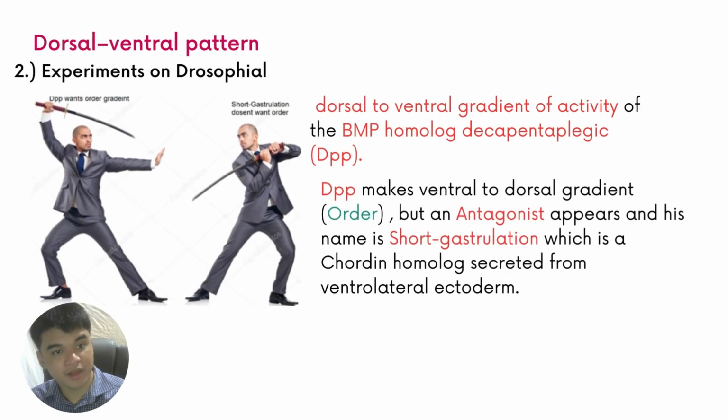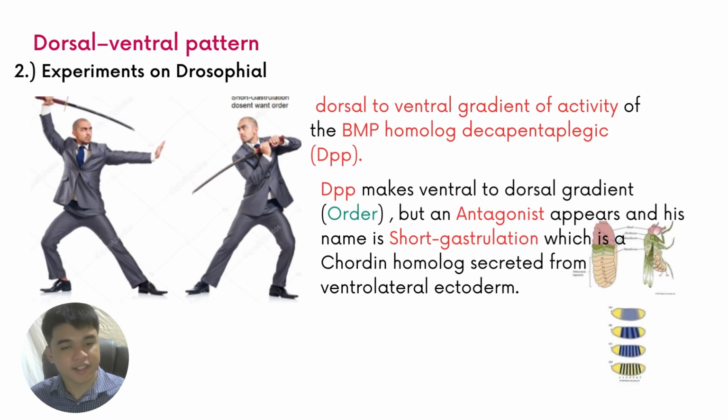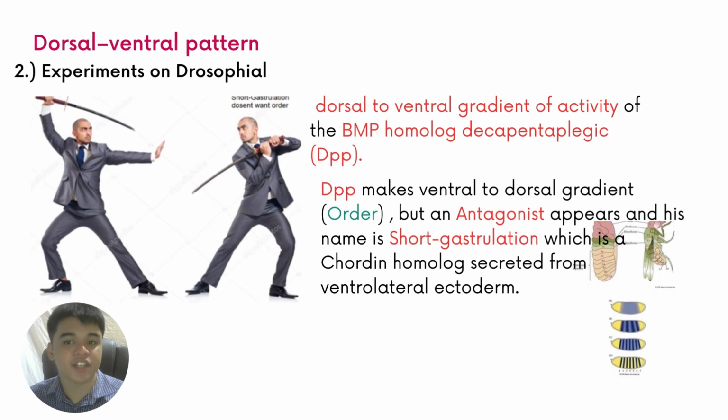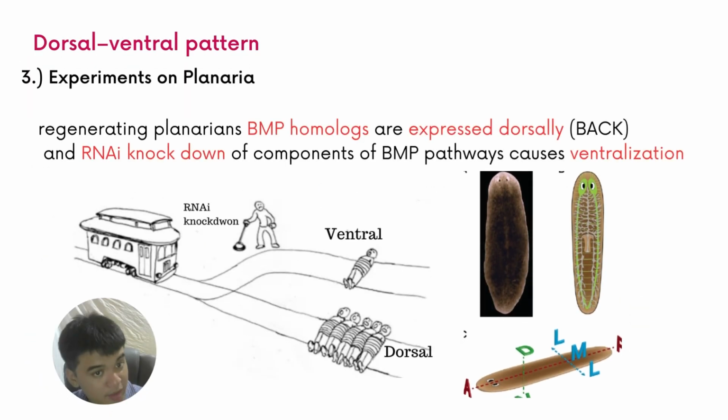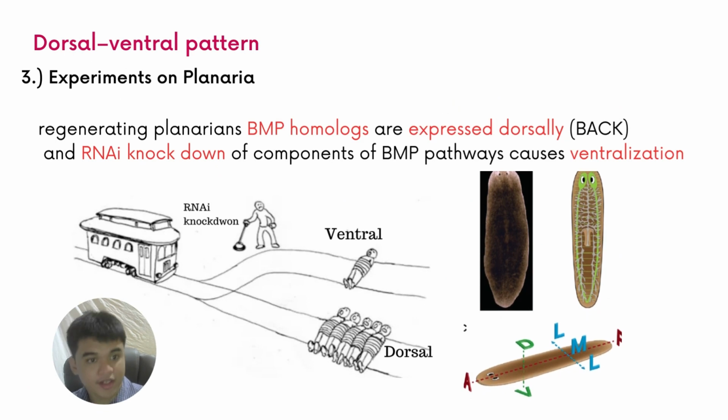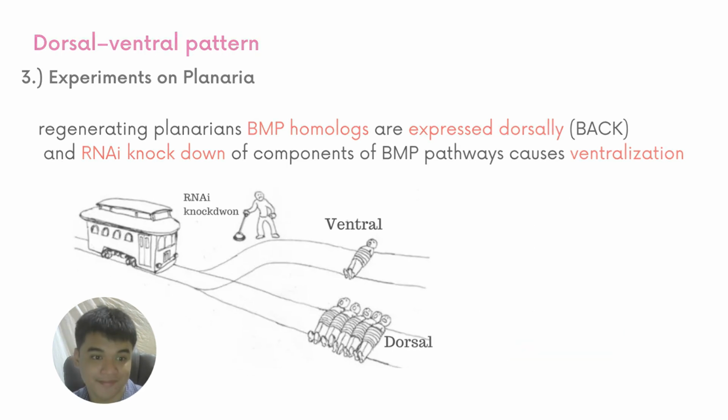And now for another experiment, this time on Drosophila. This has another BMP homologue named decapentaplegic, or DPP. This one wants order, while an opponent to this is short gastrulation, which wants disorder. That's why the two men are currently fighting. So for another animal experimented on, which is the planaria. Here we have the analogy of the trolley problem. If it's occurring naturally, the regenerating planarians will have BMP homologs on the back. But if there's RNA knockdown, it will switch the track and express BMP homologs in the ventral portion.